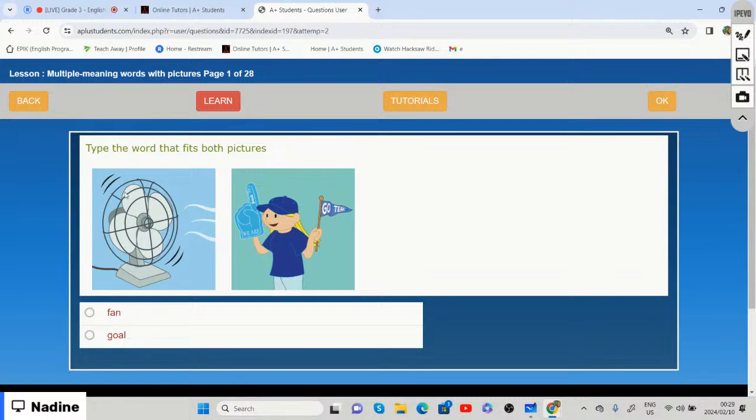All right, if we look at these two pictures, we need to type the word that fits both of these pictures. Here we have an object that we usually switch on when it's very hot, and it cools us down. There's wind that comes through it or out of it. And then we have somebody who is supporting a specific team. So what do we call these two pictures? Do we call it a fan or do we call it a goal? Is it a fan or a goal?